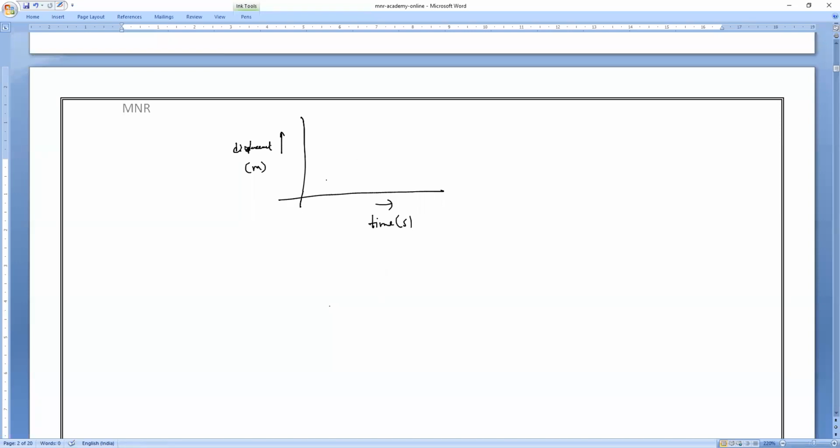Now, if the body is in uniform motion, how will the graph be? The graph will be a straight line, linear. That is what we say, a linear graph. Now, a displacement time graph will always give you velocity. All of you remember.